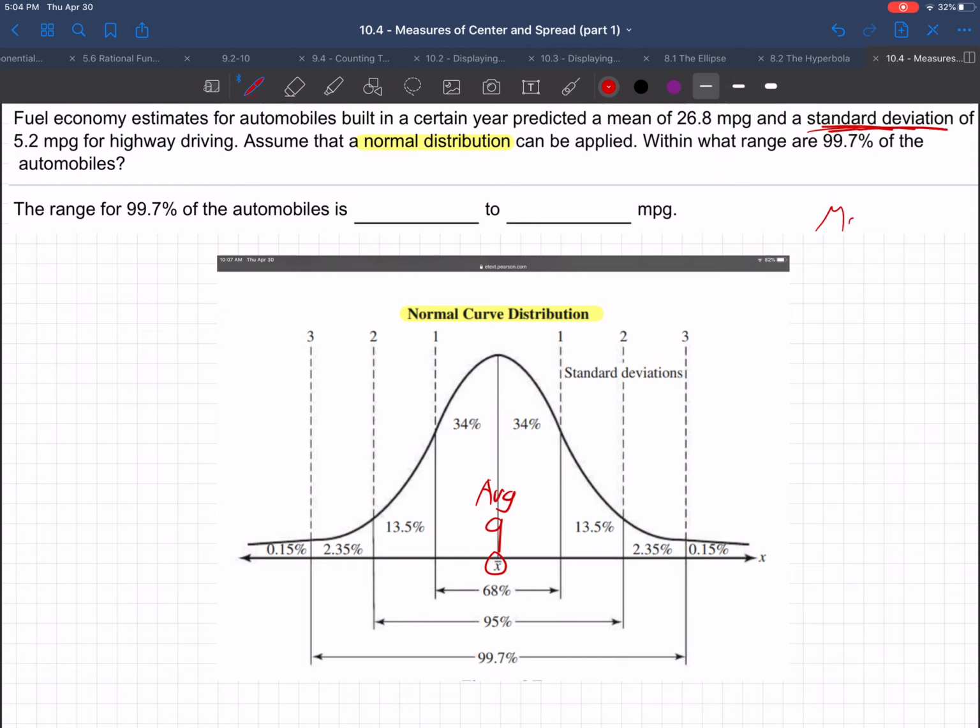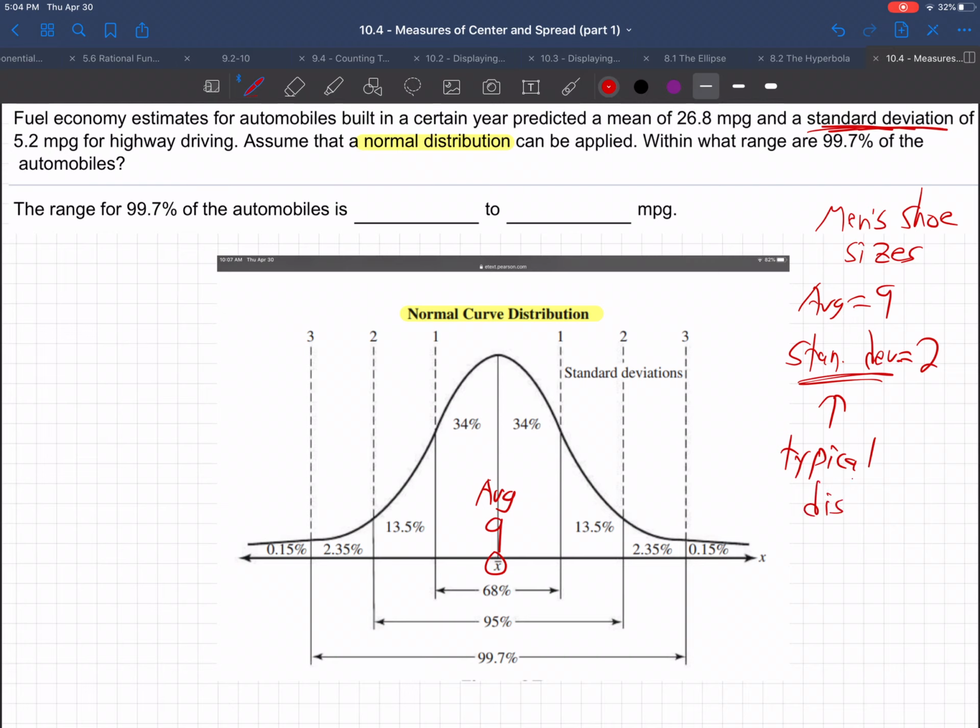So let's just make up numbers for men's shoe sizes. Let's say that the average is 9, as I said, and the standard deviation, let's say it's 2. Now, what's standard deviation? I hope that makes sense. That's typical distance from the middle. Remember, we've talked about it a few times. Standard deviation is typical distance from the middle. So, in other words, not all men are average. Some have feet that are just a little bit bigger, some a lot bigger, some a little smaller, some a lot smaller.